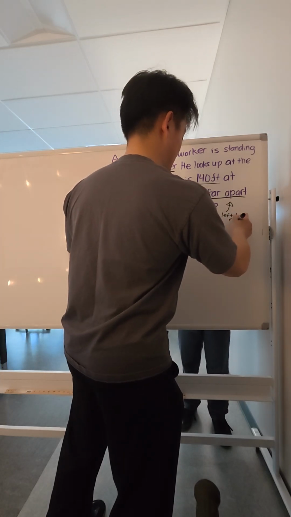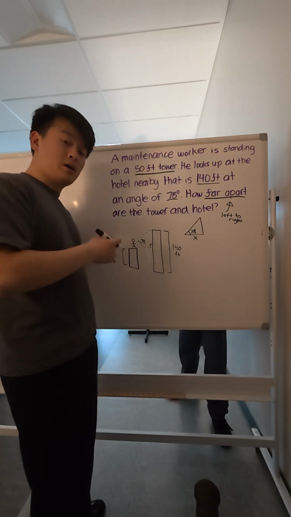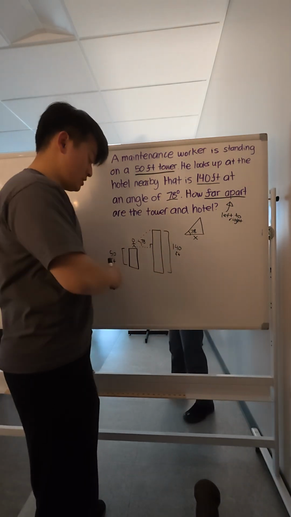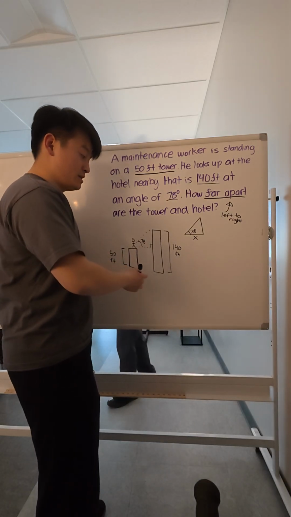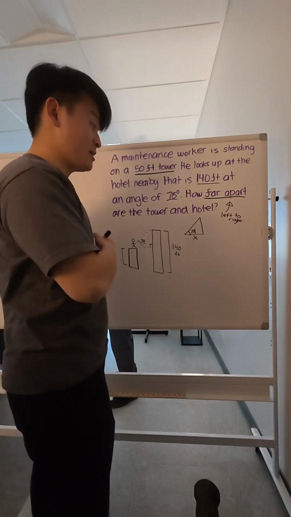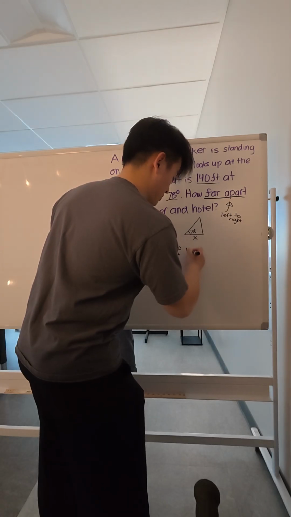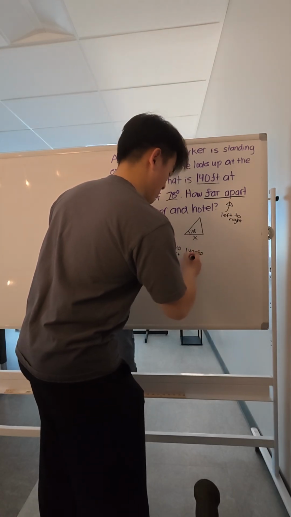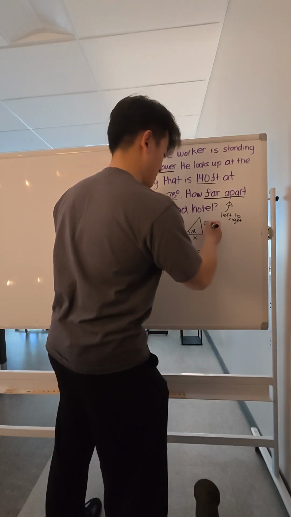Well, I know what my unknown is. It's the bottom part, but I need to know my height. If I look here, this says 50 feet, this says 140 feet. In order for me to find out the height, I'm going to subtract. So all I have to do is subtract 140 minus 50. 140 minus 50 is 90. So that's my height. I'm going to put 90 right here.